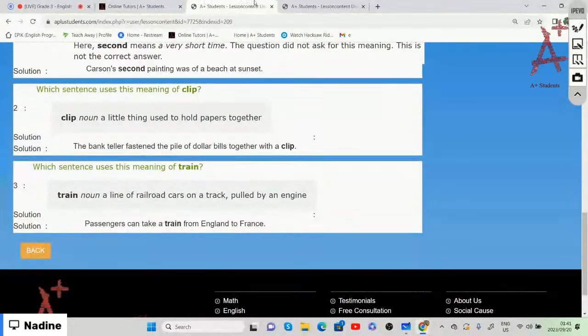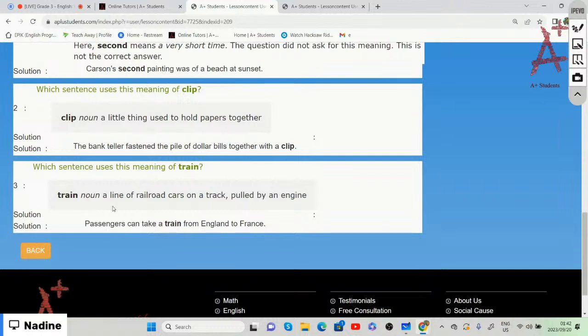Then we have clip. Which sentence uses the meaning of clip? And clip is a little thing that is used to hold papers together. So you even get it like a hair clip, or a paper clip. So clip, it's a little thing that's used to hold papers together, which means that this is like a paper clip that the noun is basically talking about.